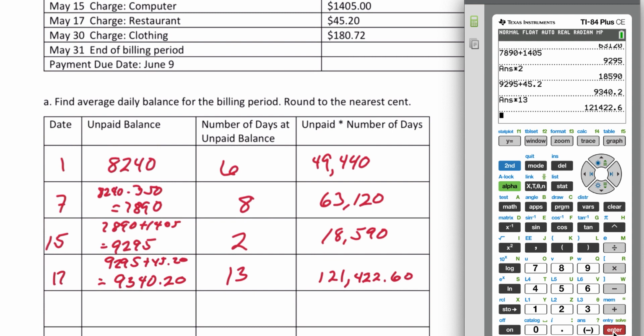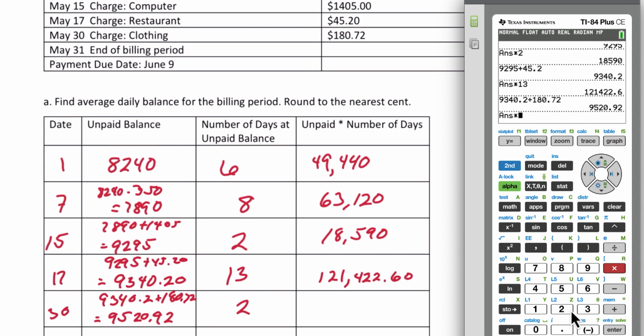The next transaction is the 30th, and that is another purchase. So we're going to add the previous balance and the 180.72. This gives us 9520.92. And this was the unpaid balance for 2 days, the 30th and the 31st. Again, we'll multiply those two numbers, giving us 19,041.84.